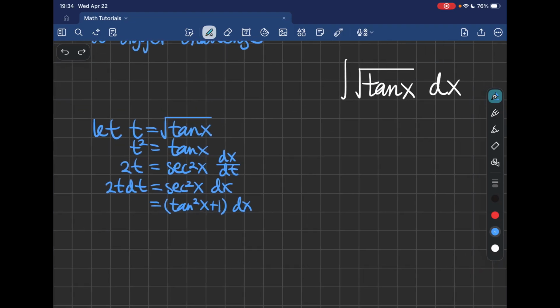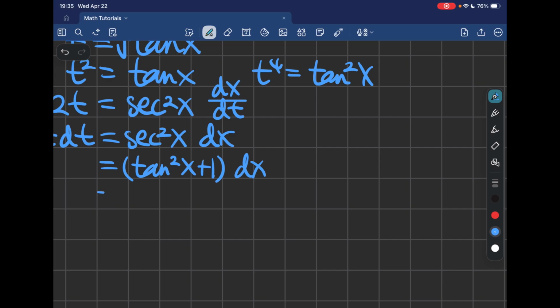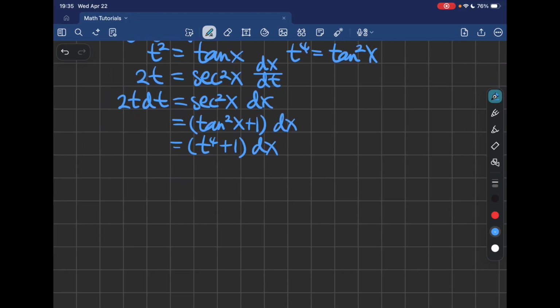So tan squared x equals this thing squared, right? So that means t to the 4 equals tan squared x. Now we just use t to the 4 to replace tan squared x. So now we don't have trig anymore, and we don't have the square root anymore. So to isolate dx, we have 2t dt over t to the 4 plus 1.